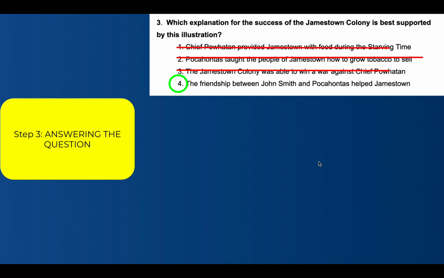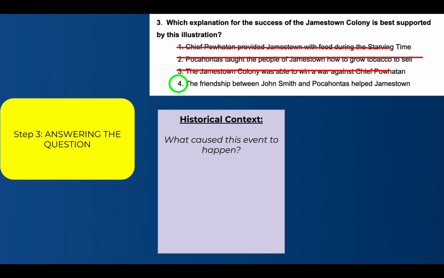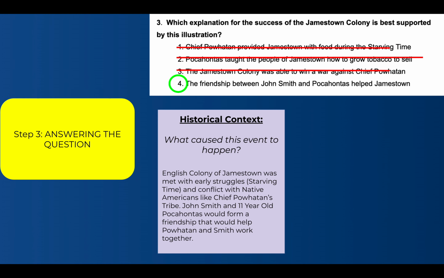Once again, you might not get this as a multiple choice question. You may get it as a writing, so again, super quickly, we look at the chance you get this as a historical context question. That's England colonizing the New World. They start the colony of Jamestown. You know about their early struggles, the starving time, conflicts with the Native Americans. You know the story of John Smith and 11-year-old Pocahontas, which helps them eventually work together. All this is historical context, what's going on.